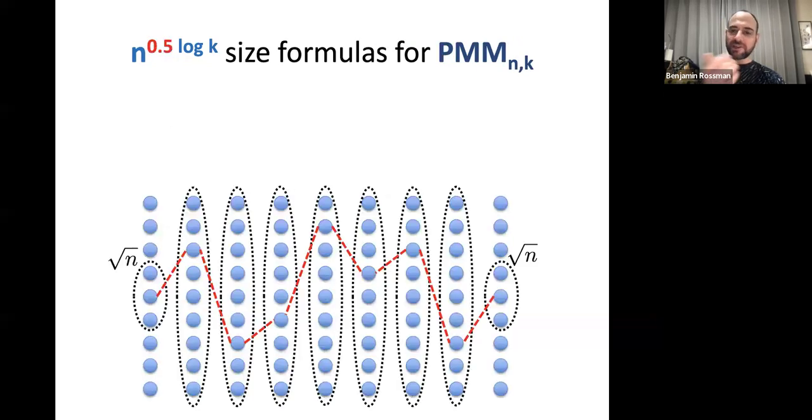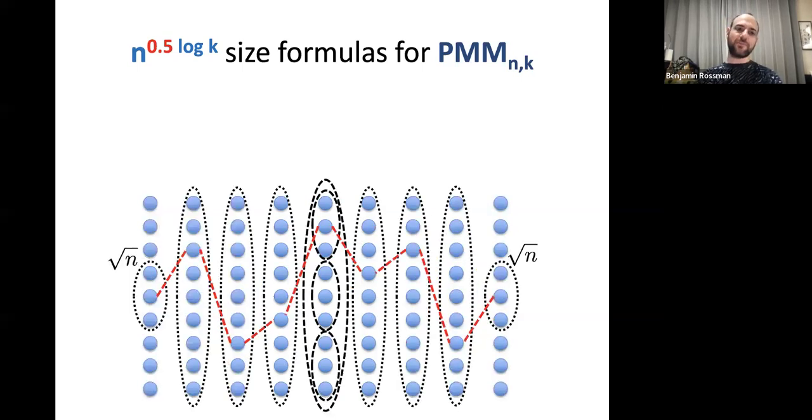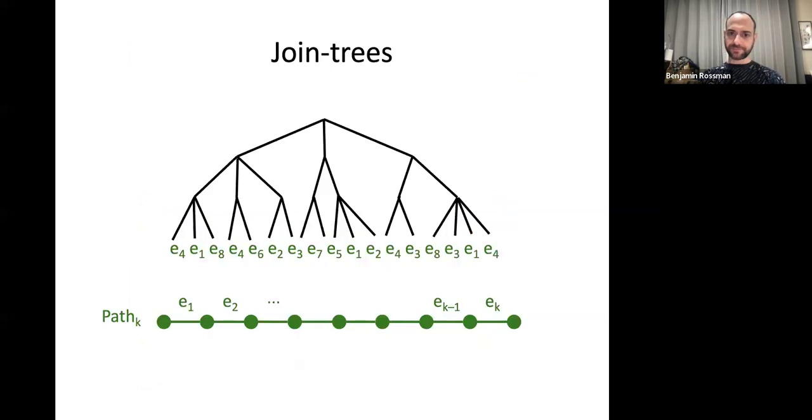Now, interestingly, for permutation matrices, you can do slightly better. You can get formulas of size n to the 1/2 log k. This is based on the observation that if you take a random set of size root n on both the left and the right, then in expectation there is going to be a single path that starts and ends in those two sets of size root n. Using this, there's a different divide and conquer you can do, which saves a factor 1/2 in the exponent. And this is something which, as far as we know, only works when you have permutation matrices.